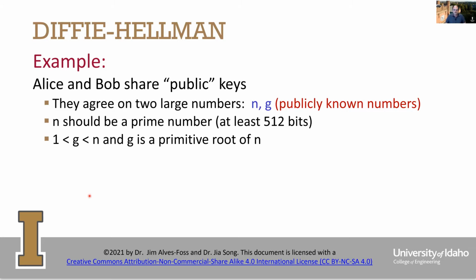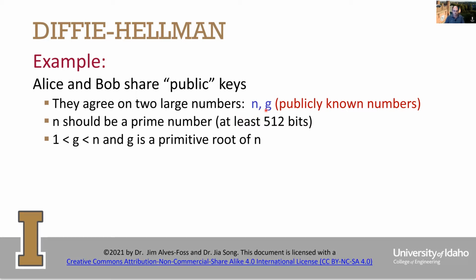So here's an example. We want Alice and Bob to be able to communicate secretly. We want Alice and Bob to be able to exchange information so that they can create a secret key that they can use for, say, a DES algorithm or AES algorithm and communicate back and forth. All right. So first, Alice and Bob agree to share a public key. They agree on two large prime numbers, N and G.